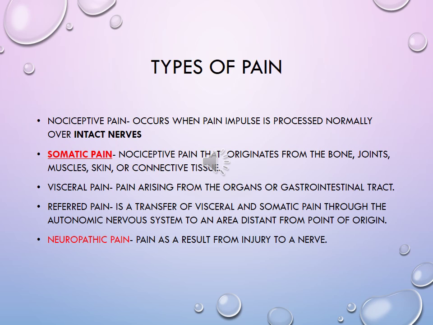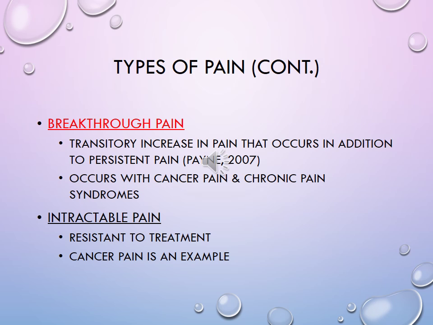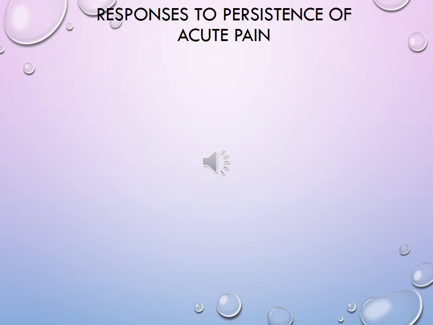Neuropathic pain is a result from injury to a nerve. Neuropathic pain can be spasm-like pain or sharp shooting pain. You have breakthrough pain, a transitory increase in pain that occurs in addition to persistent pain. It occurs with cancer pain and chronic pain syndromes. And then you have intractable pain, which is resistant to treatment. Cancer pain is an example.